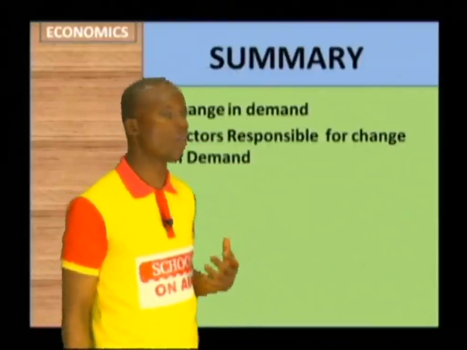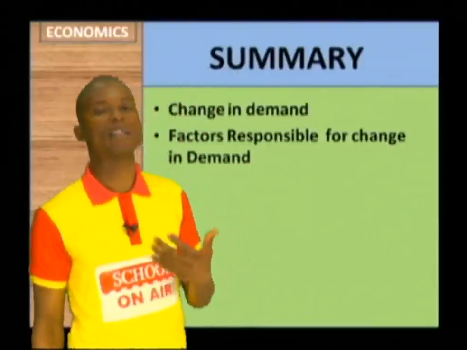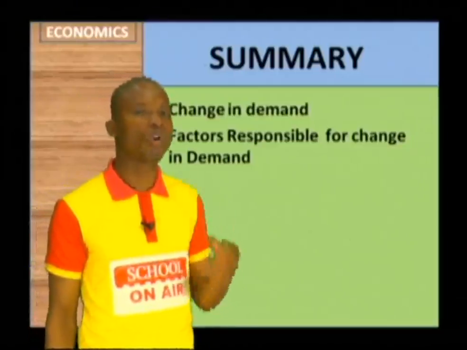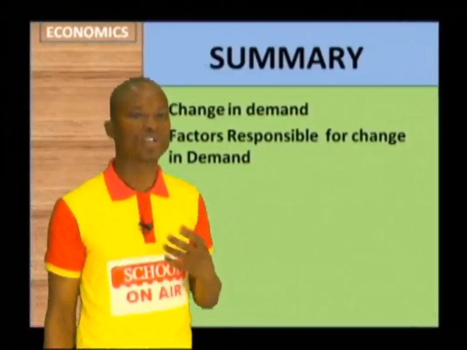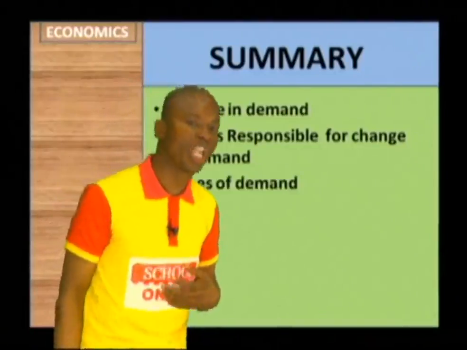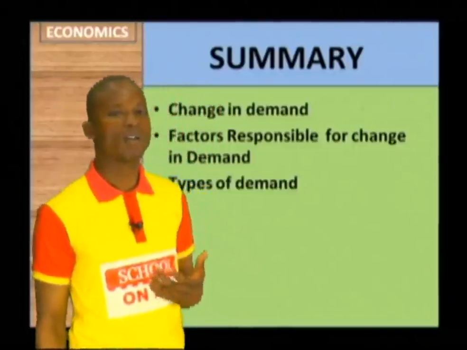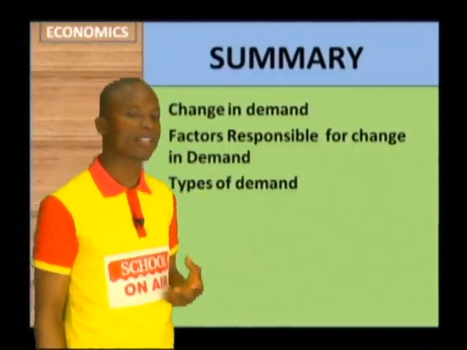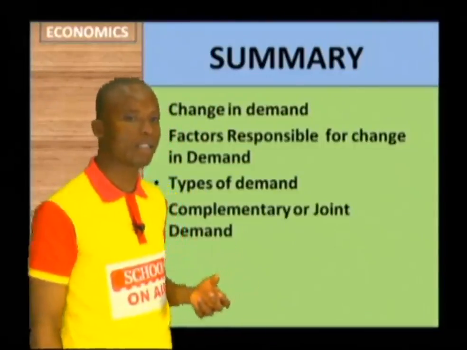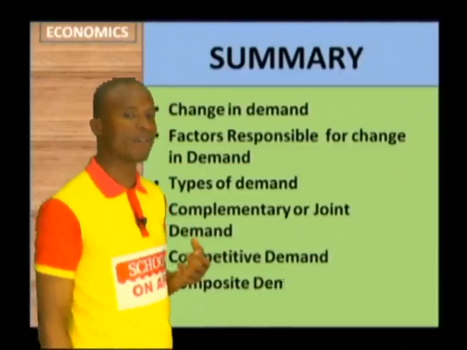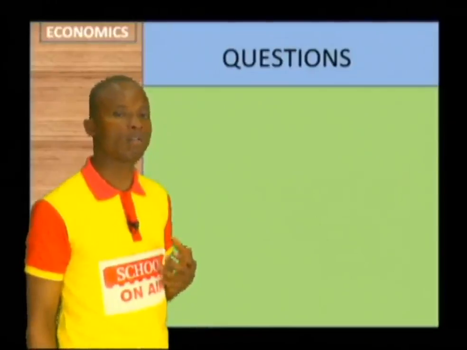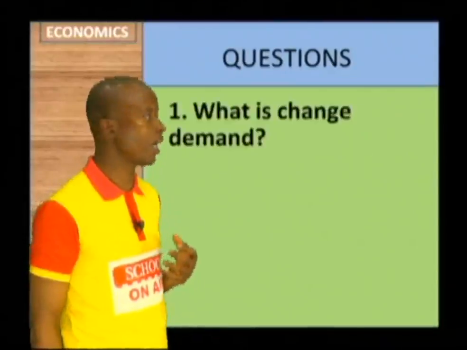So in summary, today we have looked at what change in demand is. We said it is a situation in which the demand for a commodity changes, though the price of the commodity does not change. And we have also looked at the factors that are responsible for change in demand. And then we also looked at the types of demand, talking about complementary demand, derived demand, composite demand, and then competitive demand.